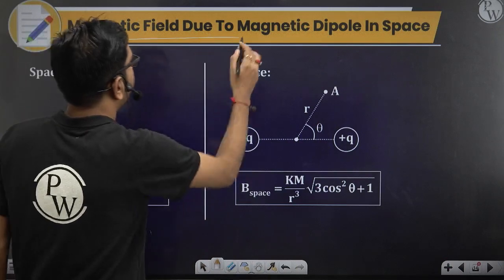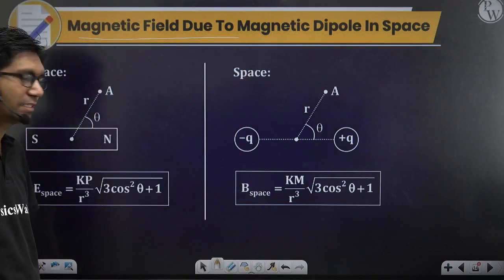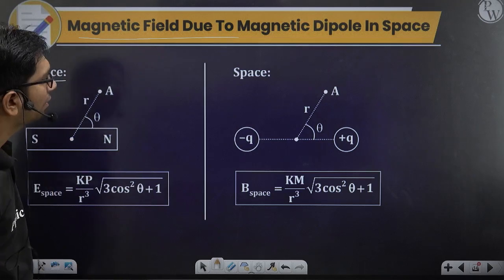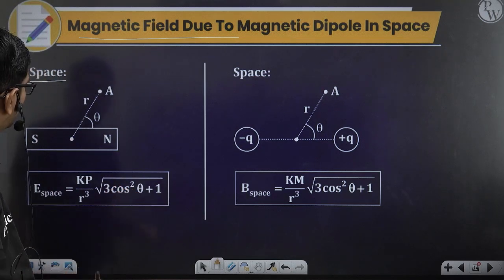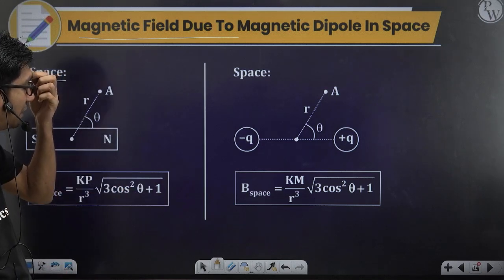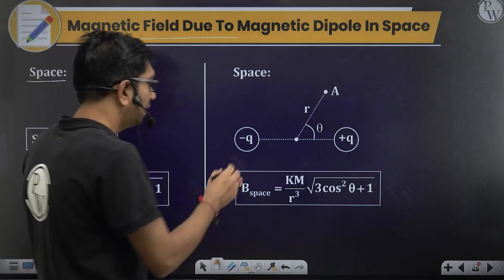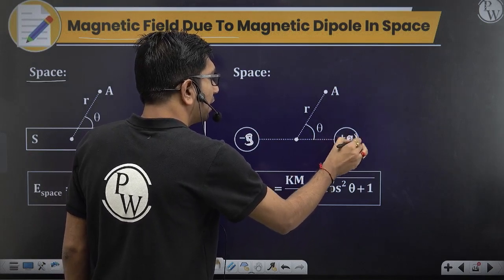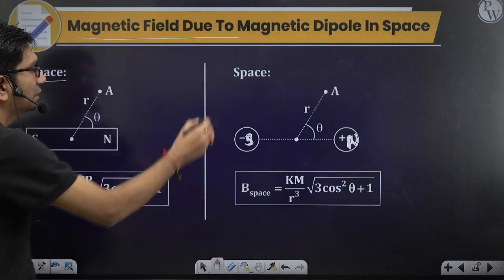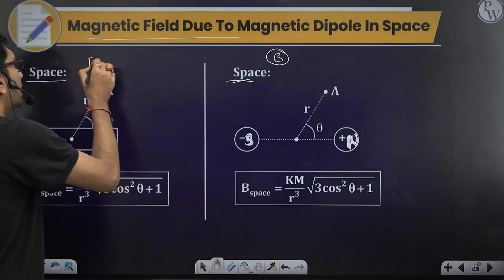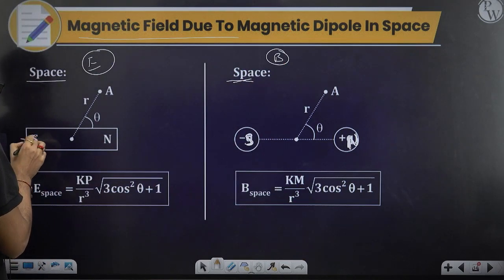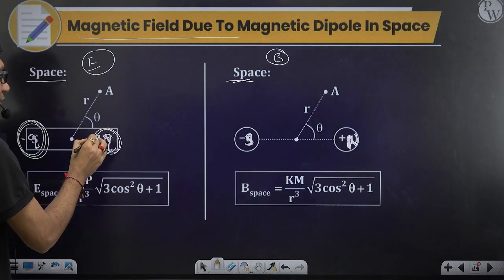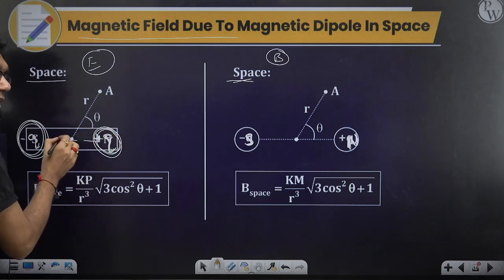Now the magnetic field due to a magnetic dipole at any point in space. Here in the question he may give you this. See here, the diagrams have been interchanged, right? Write down this one as a south pole and this as a north pole. This is the magnetic field and this is the electric field. This one is negatively charged and this is positively charged. There is a printing mistake here. Is it clear, beta?